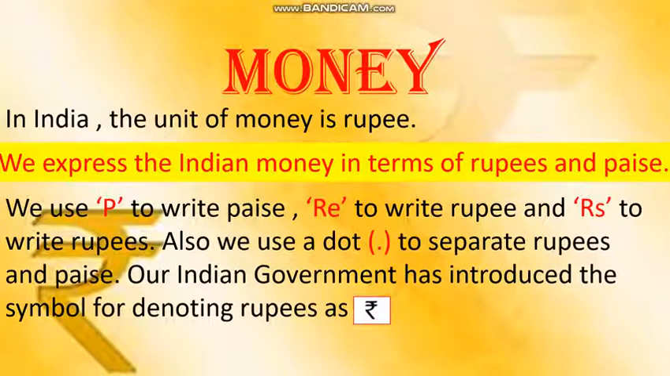In India, the unit of money is the rupee. We express Indian money in terms of rupees and paise. We use P to write paise, Re to write rupee and Rs to write rupees. Also we use a dot to separate rupees and paise. Our Indian government has introduced the symbol for denoting rupees as shown here.